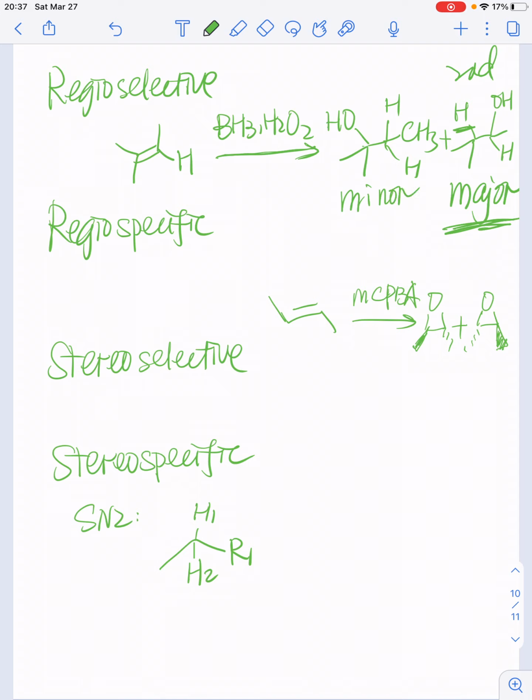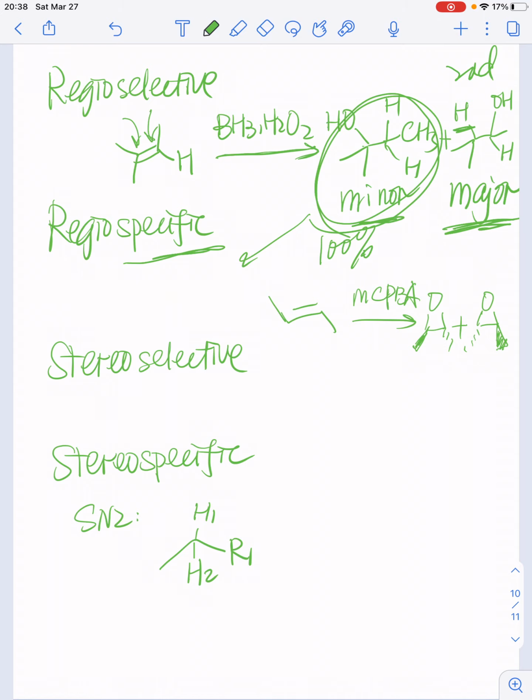In this reaction, there are two sites that can be reduced, and the reaction is selective between the two sites. So we call that regioselective. If in a reaction you only form, for example, this product using a reducing reagent, then we call this regiospecific, because you formed 100% of only one regioisomer.